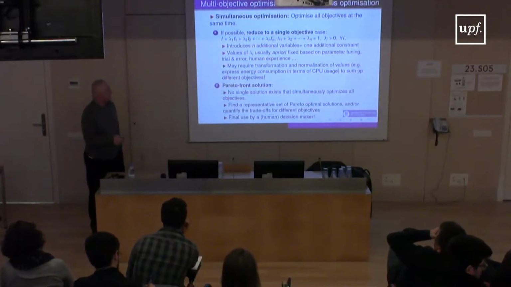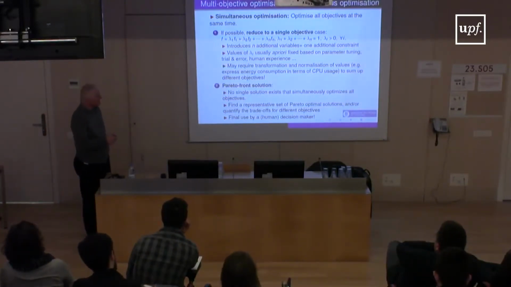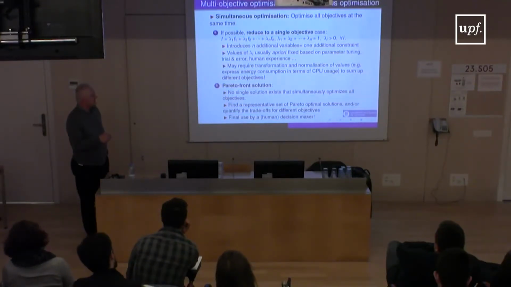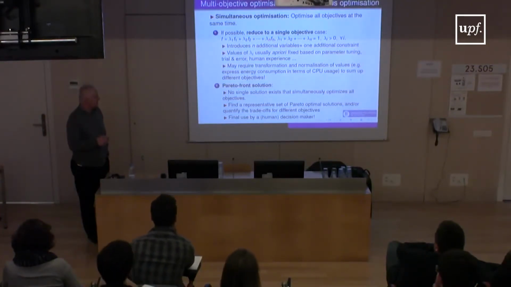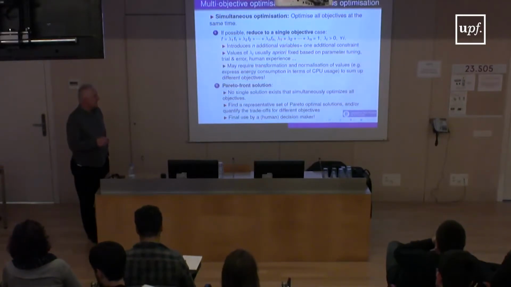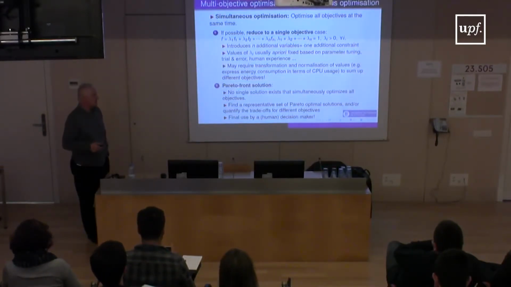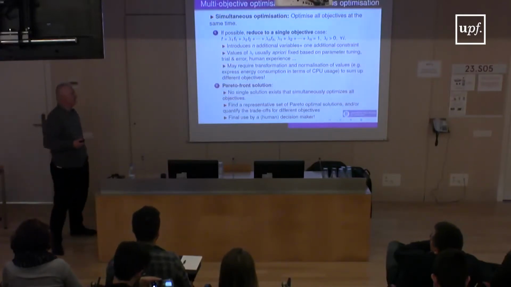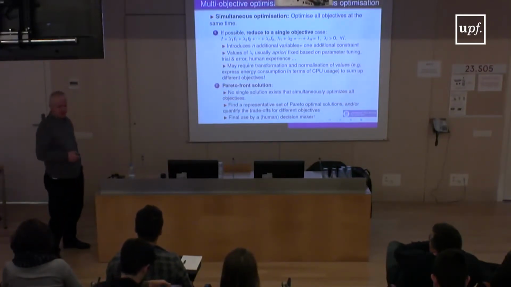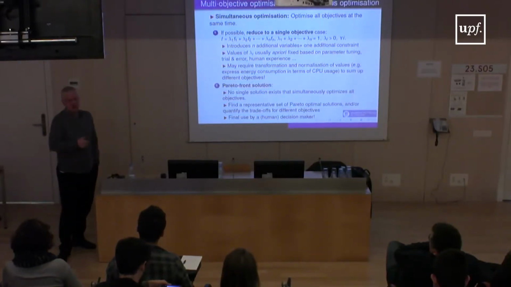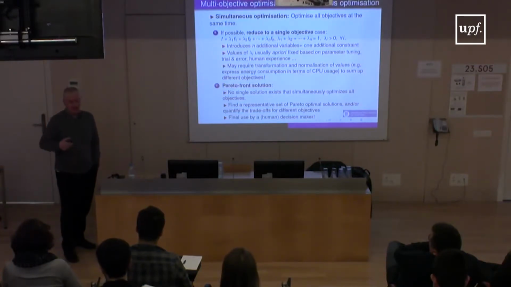So the first approach, if possible, is to sum up the n objectives by multiplying them by some factors, right? Lambda 1 F1, lambda 2 F2, lambda n Fn. Obviously, you have to have the condition that all lambdas should sum to 1, and they are positive numbers. The problem or disadvantage with this approach is, first, that you are introducing a new restriction, which is the one for lambdas, and you are introducing n additional variables, right?